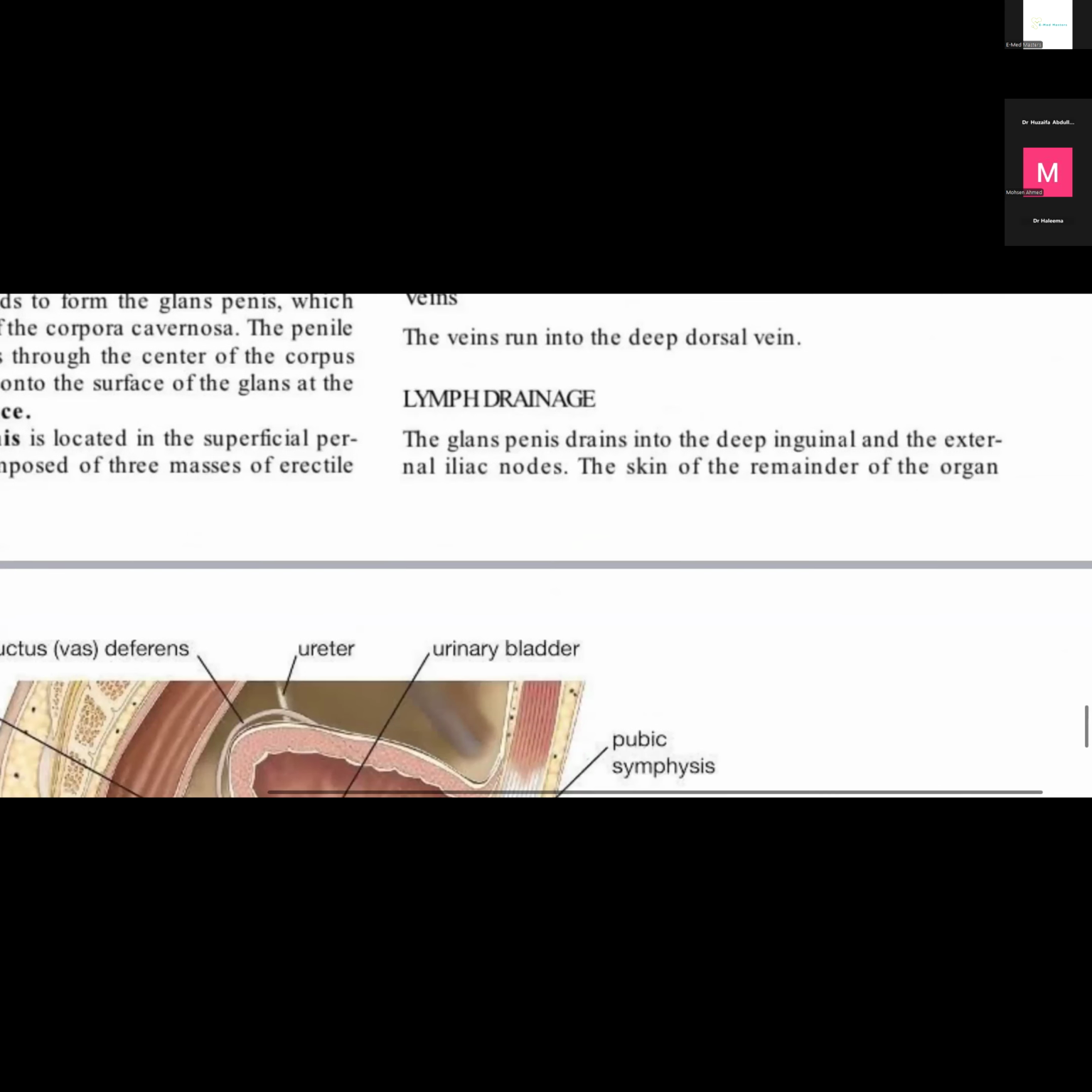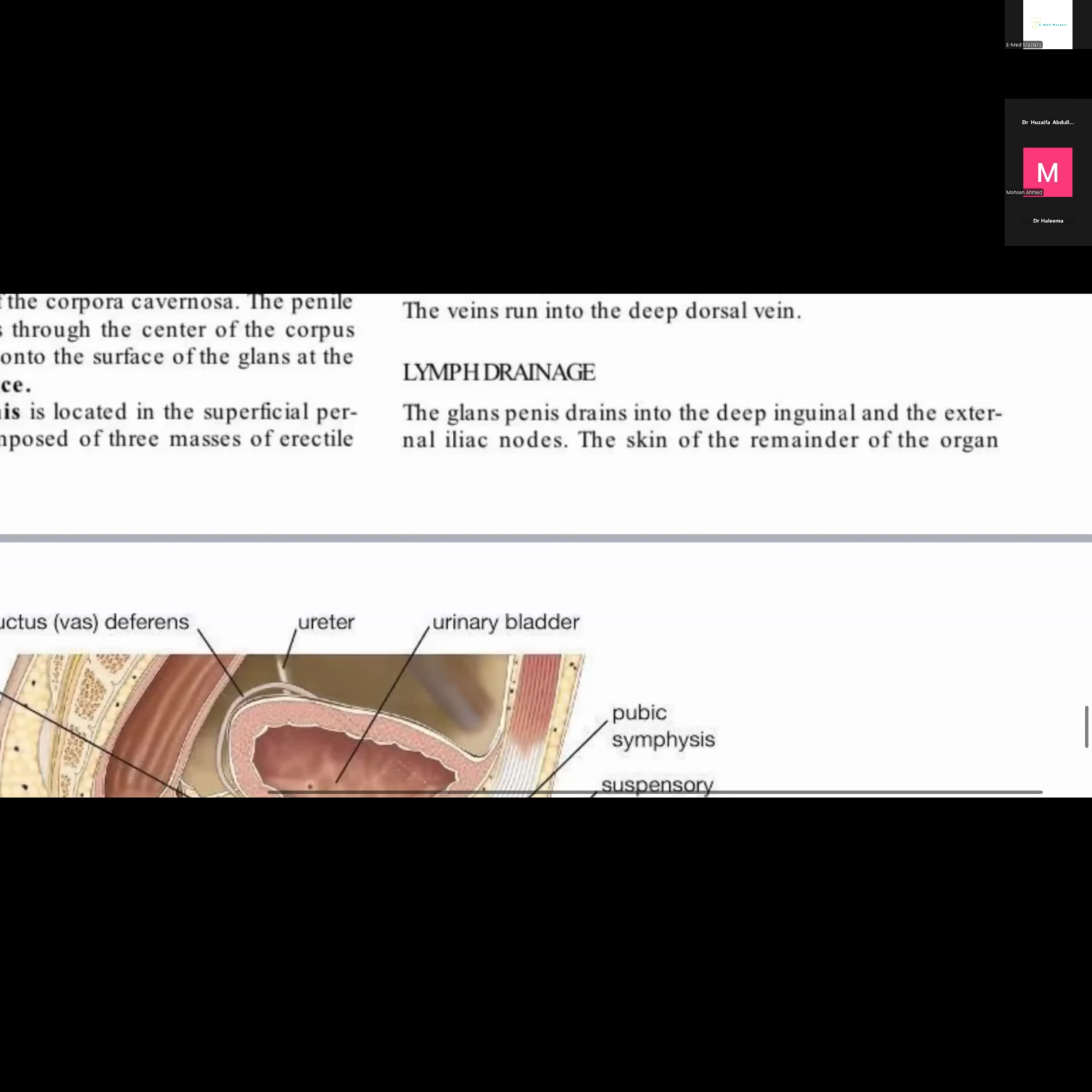Lymphatic drainage. The lymphatic drainage of the glans penis goes to the deep inguinal and external iliac lymph nodes. Glans penis lymphatic drainage is most important from the exam point of view. The glans penis drains into the deep inguinal lymph nodes and external iliac lymph nodes, and the skin of the remainder of the organ drains into the superficial inguinal lymph nodes and the external iliac lymph nodes.